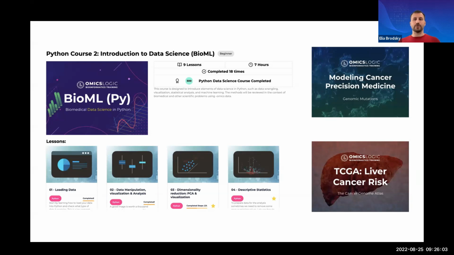So most of the topics that we cover today are going to be also explained in a very step-by-step manner inside of these courses. And there you will find courses both in Python and in R, as well as user-friendly methods, for example, methods on the T-Bioinfo platform. In addition to that, you will find curated data sets. So today, we're using the CDC heart disease data, but there you will find other interesting data sets, such as modeling cancer precision medicine, or analysis of the Cancer Genome Atlas, liver cancer risk evaluation, and many other examples as well.